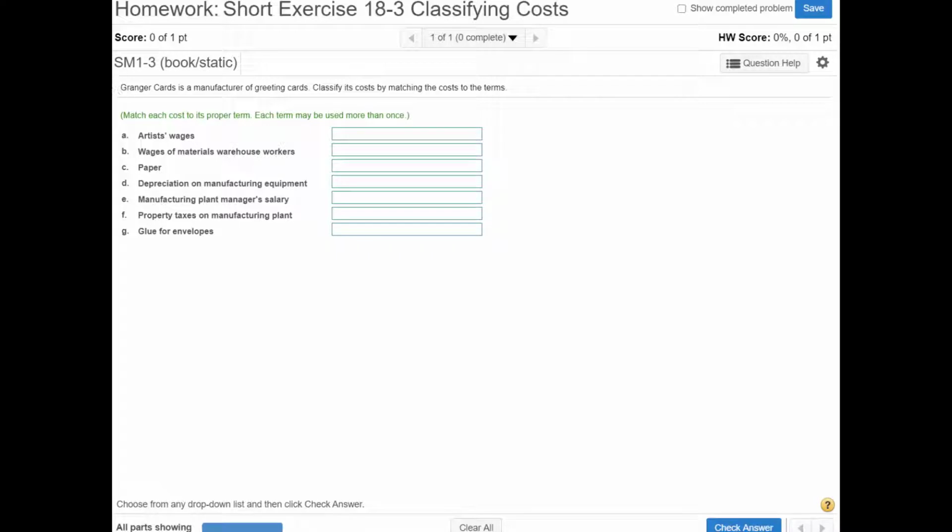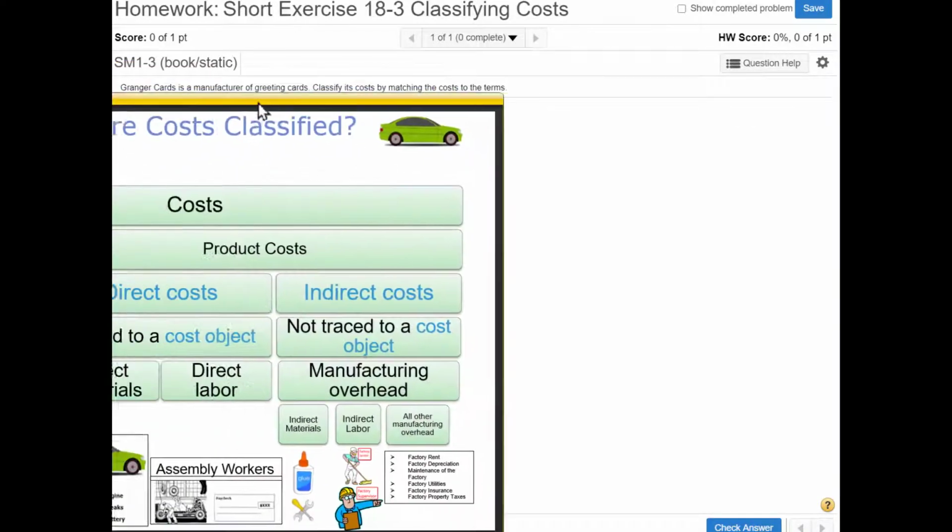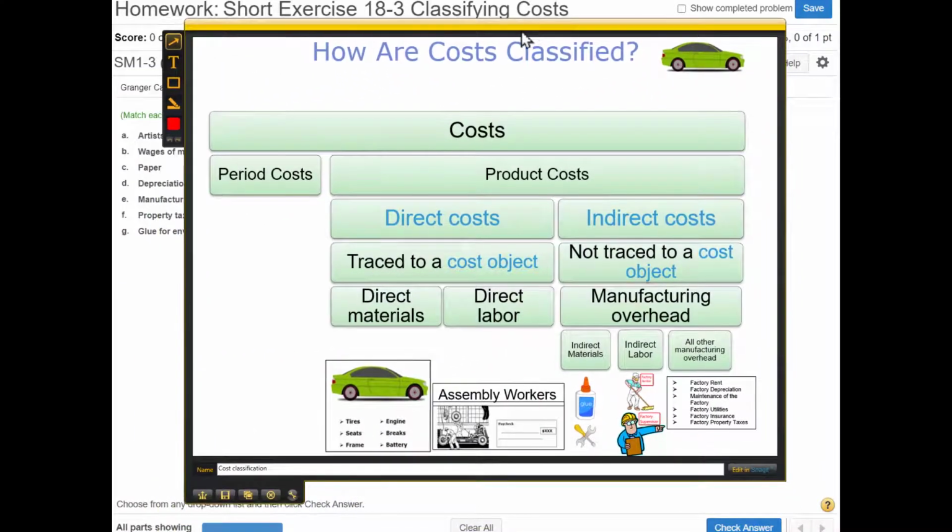Short exercise 18-3. We're going to get practice classifying costs. So let's review from the PowerPoint. Let's say we are a company that manufactures cars. There are two types of costs. They're either period costs or product costs. Product costs are any cost specifically for building the car. A period cost is a cost that has nothing to do with building the car.